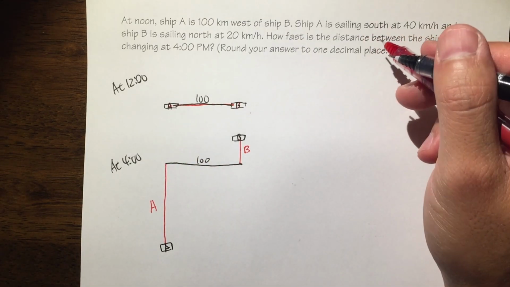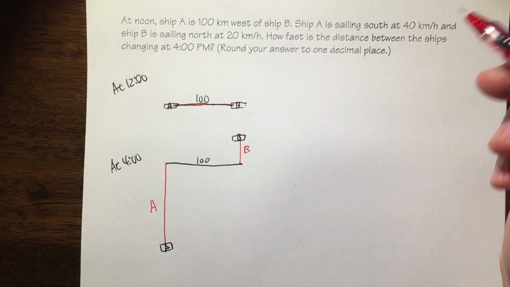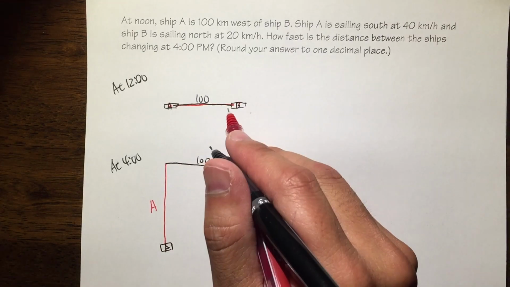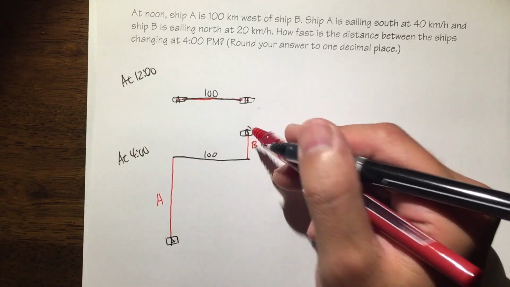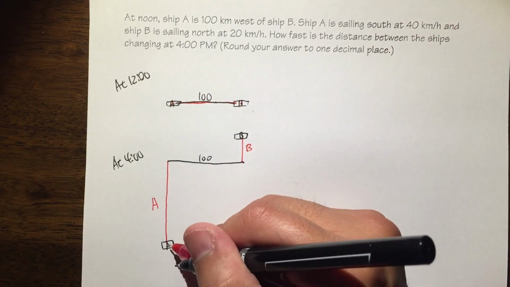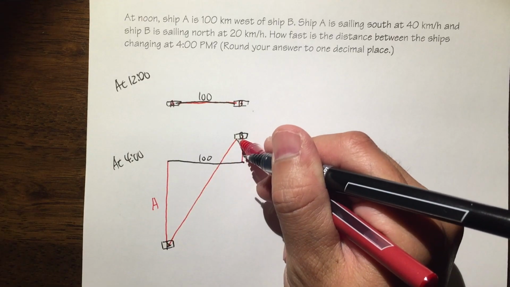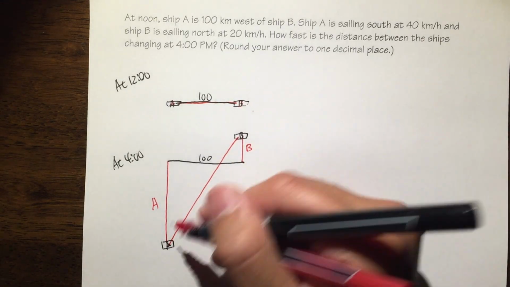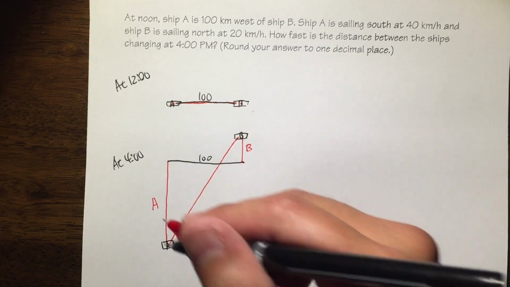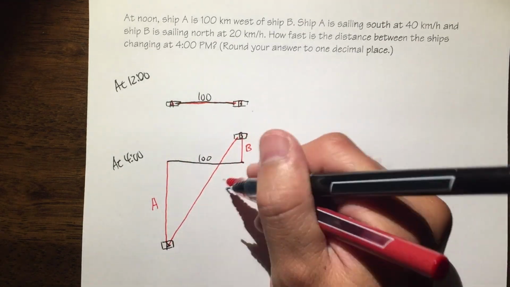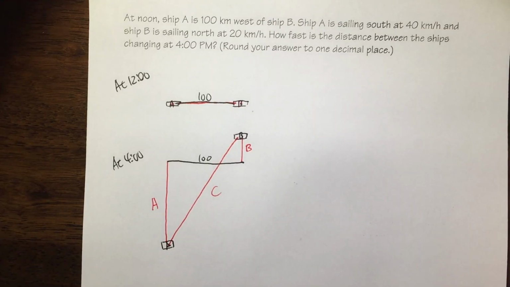Well, we also have to keep track of the distance between the ships. Originally, it was just this horizontal distance, but A goes down, B goes up, and the distance between them becomes this, and it also changes. It got longer compared to the earlier one. This right here, of course, when we have A and B, let's call the whole thing C.